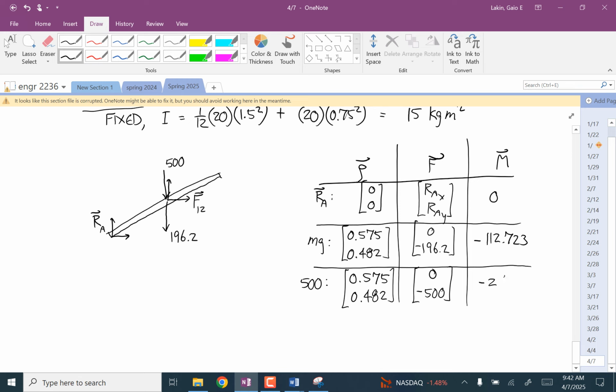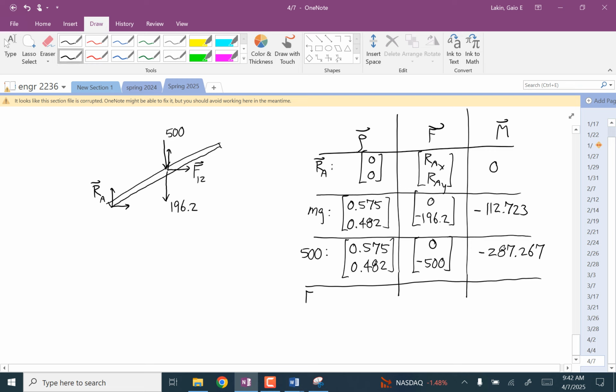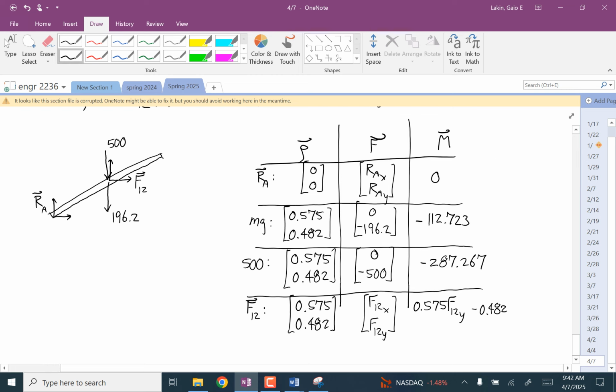And the cross product is negative 287.267. And then the last one is that force vector F12, same rho vector. The force is F12x, F12y. Cross product is 0.575 F12y minus 0.482 F12x.